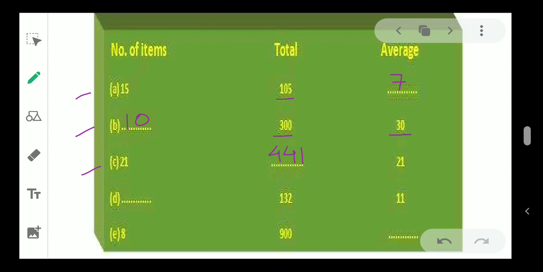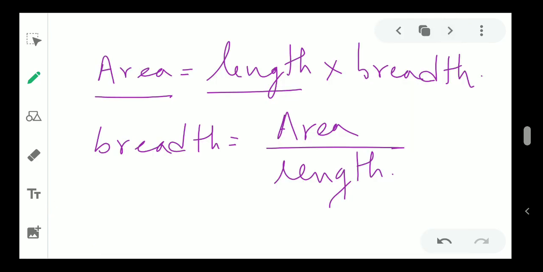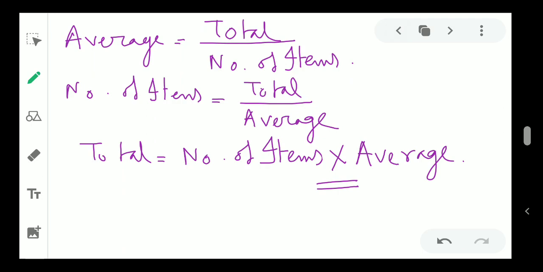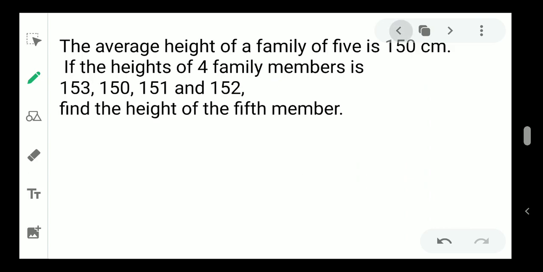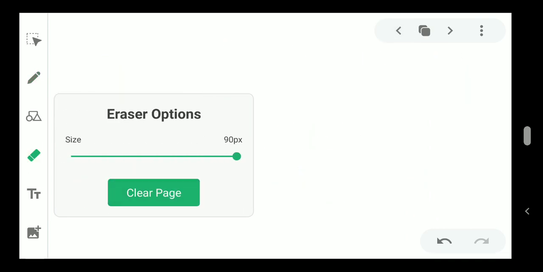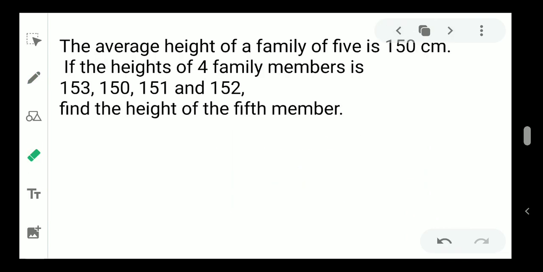Okay, so the next 2 things are homework for you, so that you can practice. Again I'm telling you, these 3 formulas you have to remember, so remember them in your own way. Now this I'll remove because it's not needed now. Okay, the next question, this is a tricky question.